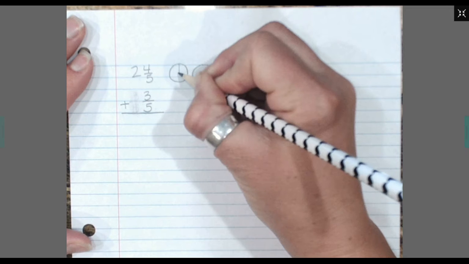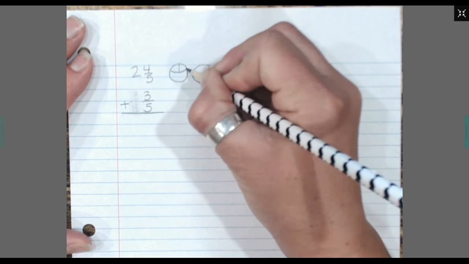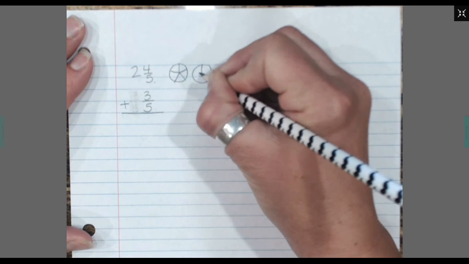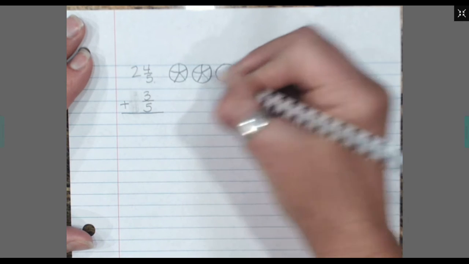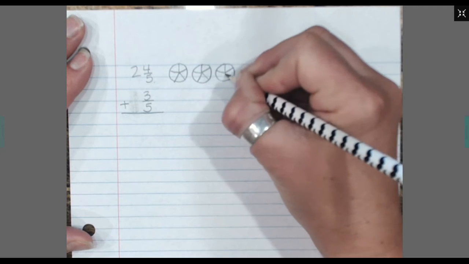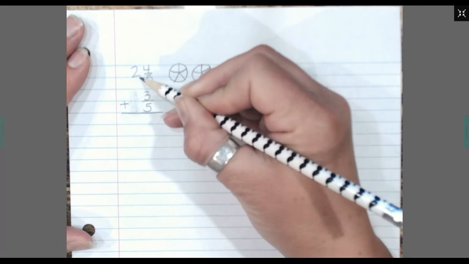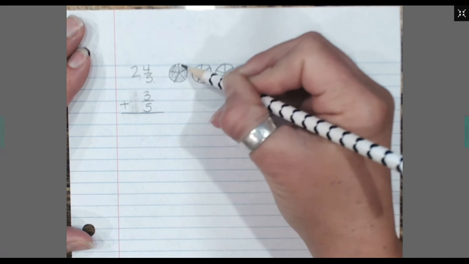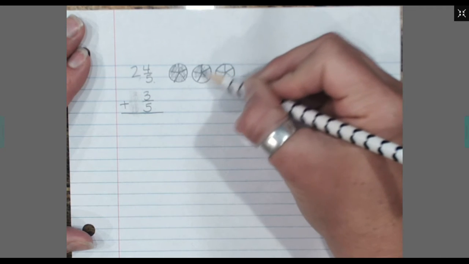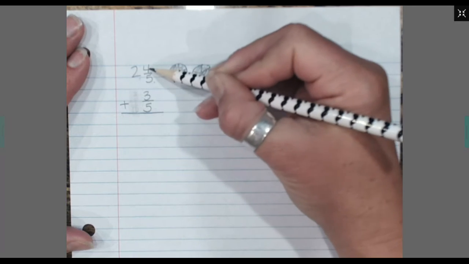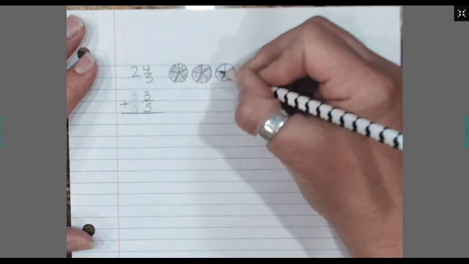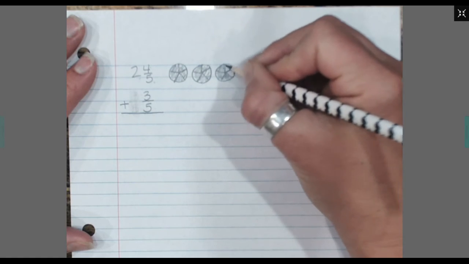Our wholes are split into 5 parts because the denominator tells us the total number of parts. So each whole has to be split into those 5 parts. We have 2 wholes, therefore we shade in those 2 wholes. And we also have 4/5, so 4 of those 5 parts are shaded in.